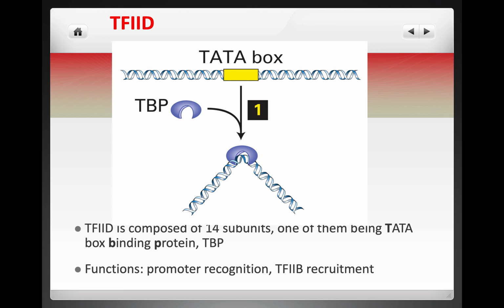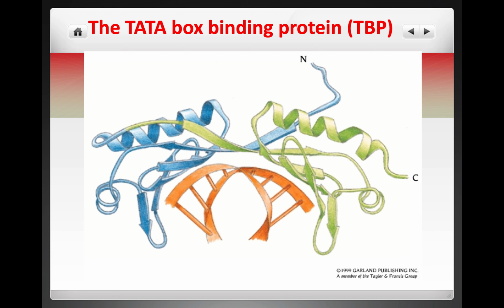So let's get to know them better, in sequence order. Remember the sequence order? TF2D is the one that has to recognize the TATA box, or the promoter sequence. It is composed of 14 subunits, one of them being the TATA box binding protein, the TBP over here. The function of TF2D is to recognize the promoter and to recruit TF2B, which comes in next.